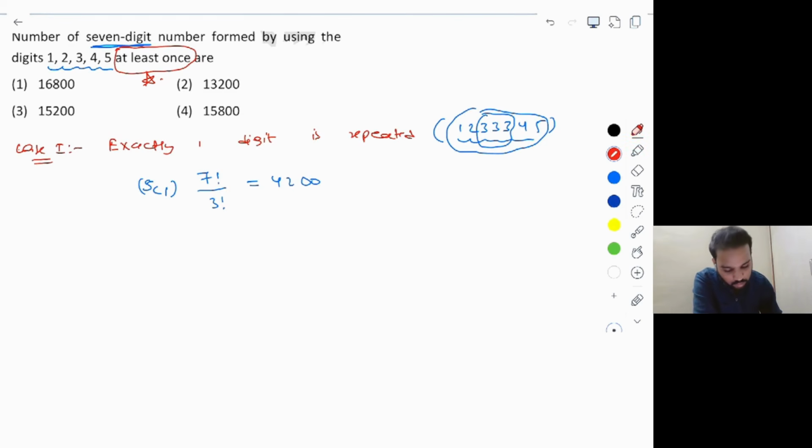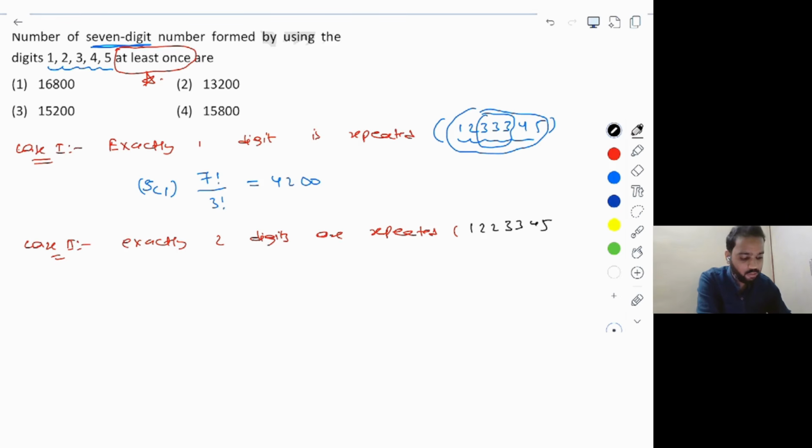And then one more case is also possible. That is case 2. In this case, exactly two digits are repeated. Let's take an example. Suppose I can write something like this: 1, 2, 2, 3, 3, 4, 5. Observe carefully how many digits are there. 7 digits are there, but how many digits are being repeated? Two digits are being repeated, because I'm repeating the digit 2 and also digit 3.